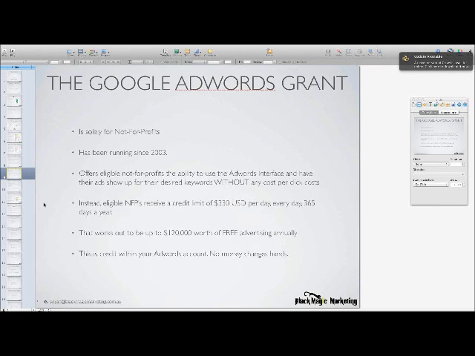So the Google AdWords grant is solely for not-for-profits. It's been around since 2003. And if you're eligible and you are successful, you are allowed to have ads running relevant to your niche that don't incur any click costs to you. Those click costs are actually absorbed by Google, and they essentially give you a credit of $330 a day, every day, 365 days a year, which works out to be about $120,000 a year worth of free advertising within their AdWords interface.